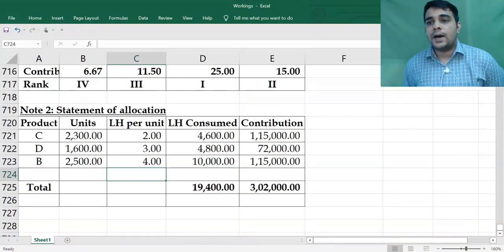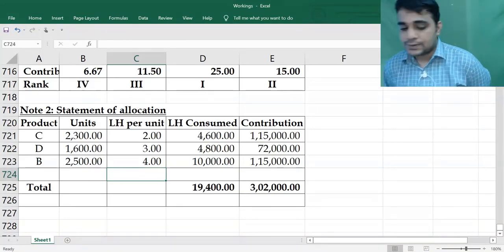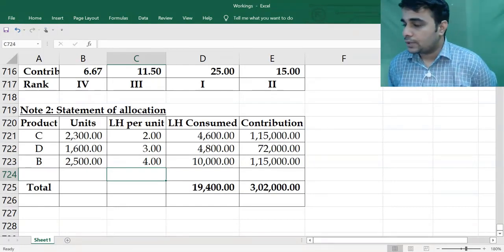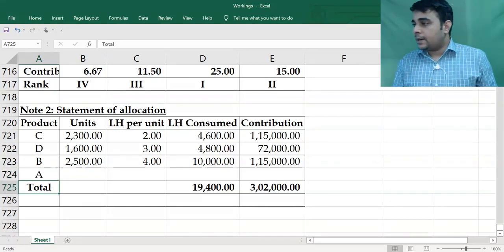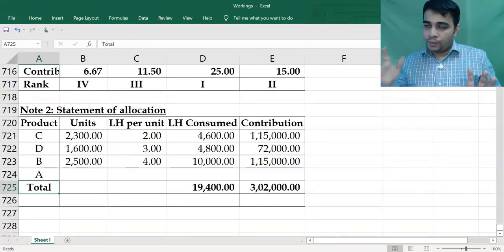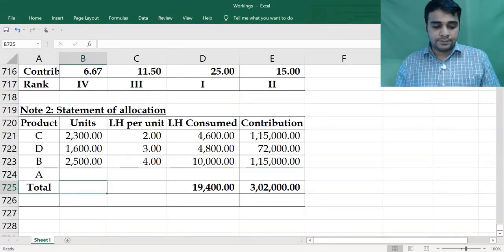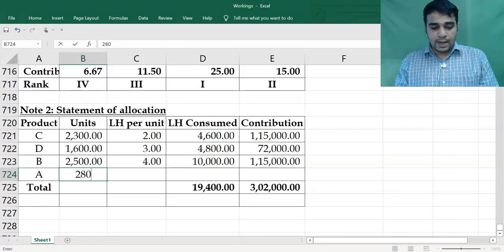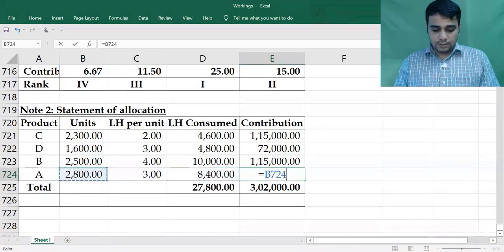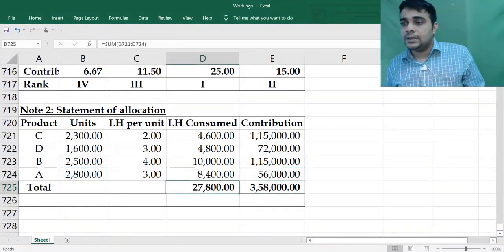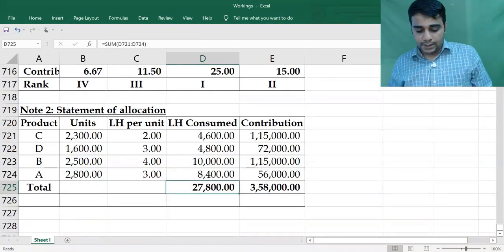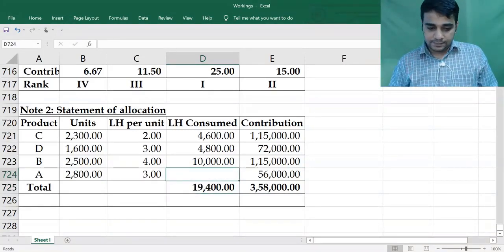2,500 units, 4 hours per unit, 10,000 hours consumed, 1,15,000 of contribution earned. Product A, full number cannot come, but just for your understanding, I am going to write. What's the demand of the product? 2,800. Hours per unit 3. This is not possible because we are touching 20,000. So I will delete this.